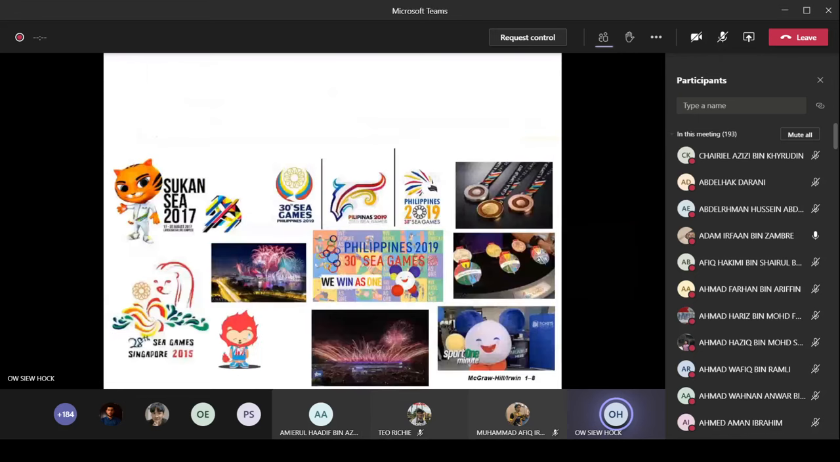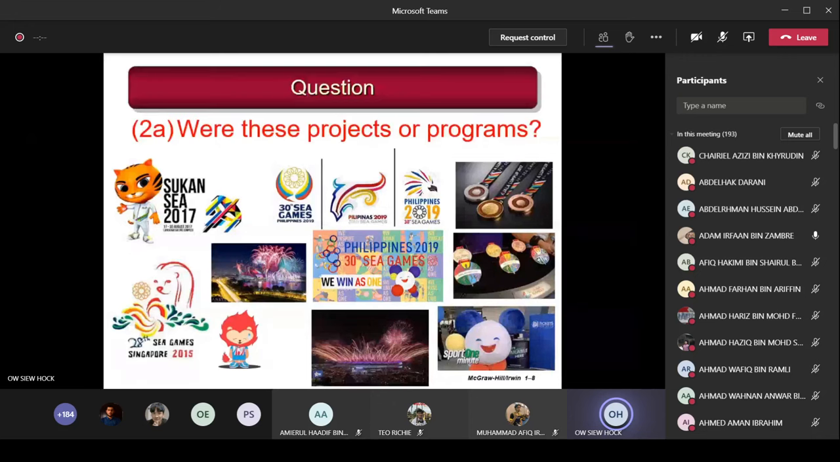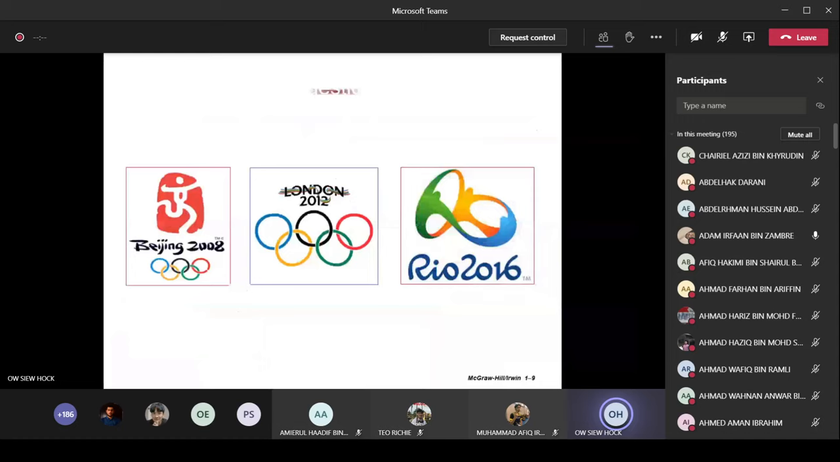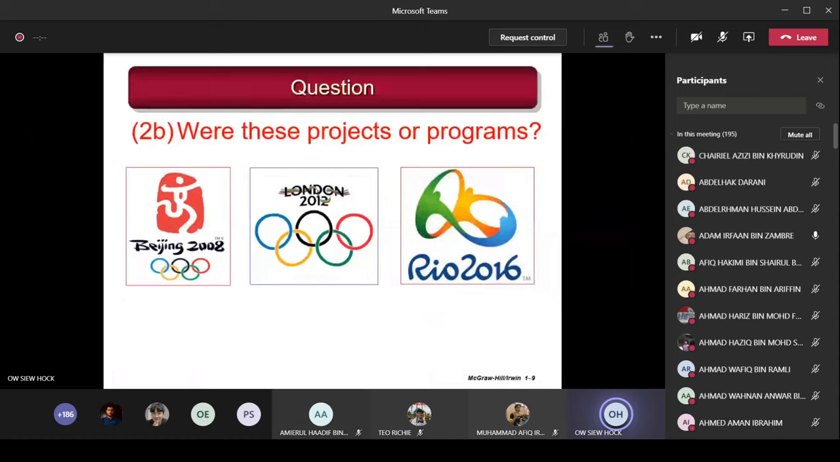Okay, next one. You can see this one is the SEA Games, the 2017 one in Malaysia, 2015 in Singapore, and the 2019 one was held in the Philippines. And also the Olympic Games. The Olympics in 2008 in Beijing, then London 2012, and then Rio 2016. So are all these projects or programs?